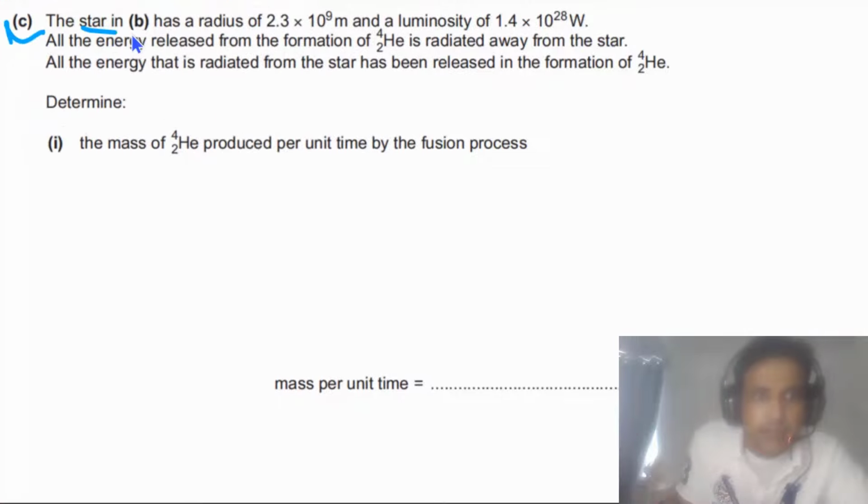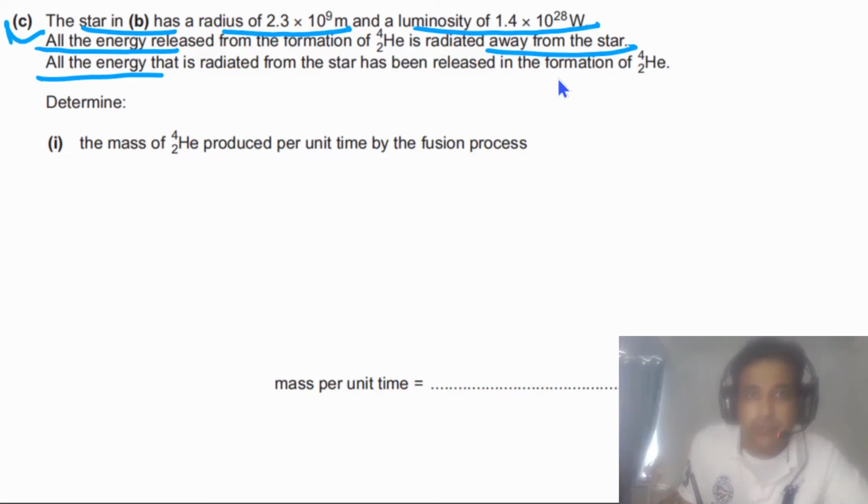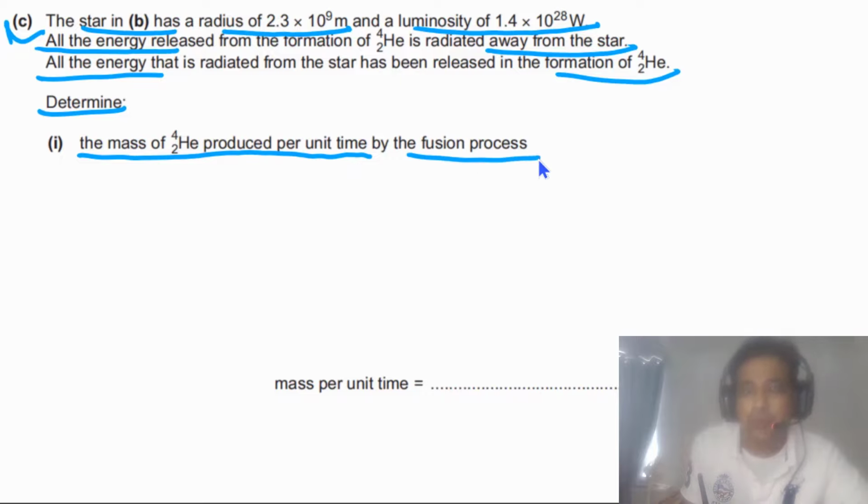Part C says the star in B has a radius of 2.3 times 10 to the 9 meters and a luminosity of 1.4 times 10 to the 28 watts. All the energy released from the formation of helium atoms is radiated away from the star. All the energy that is radiated from the star has been released in the formation of helium atoms. Determine the mass of helium atoms produced per unit time by the fusion process.